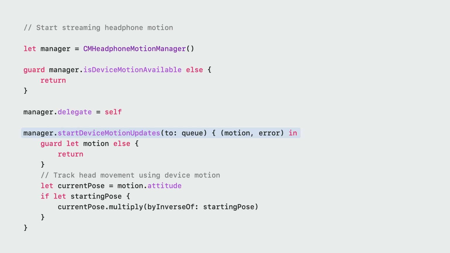Once you're authorized and data starts streaming, tracking head pose is easy using the attitude information provided with each device motion update. For example, we can keep track of a reference attitude as starting pose and use the multiply method to conveniently obtain the current sample's relative change to that original pose.